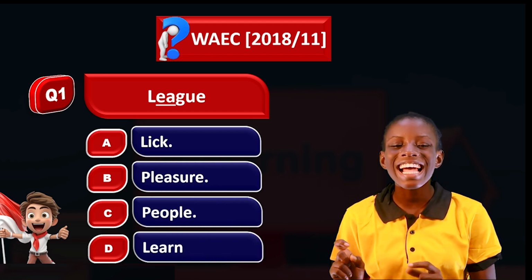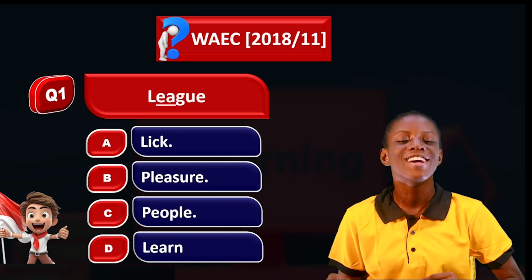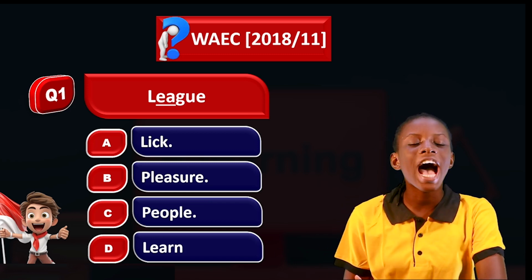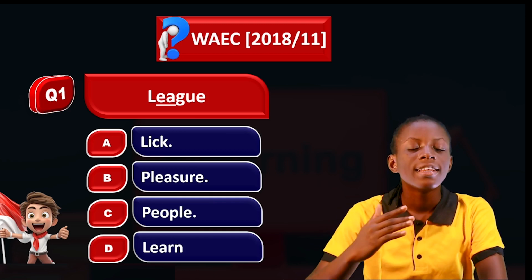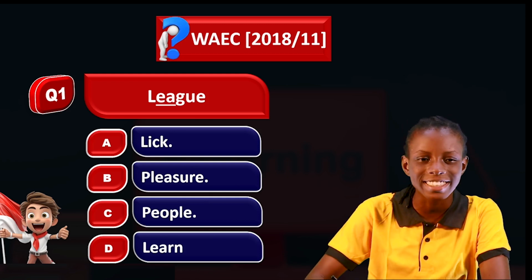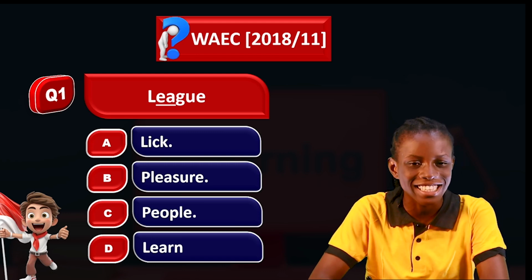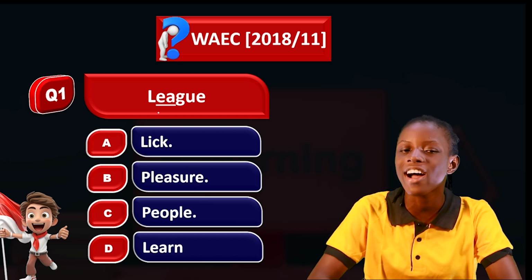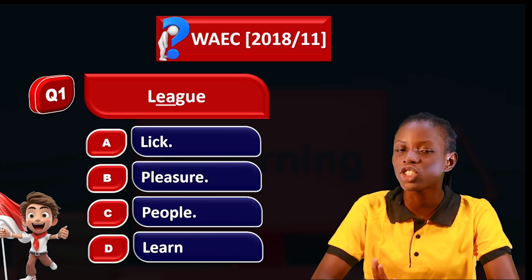Remember, your letters do not matter. What matters is the sound you hear. So we have our given word leak, and our options are leak, pleasure, people, and learn. Which of our options has the same vowel sound that's found in the underlined letters, EA, in the given word leak? So what is your answer?